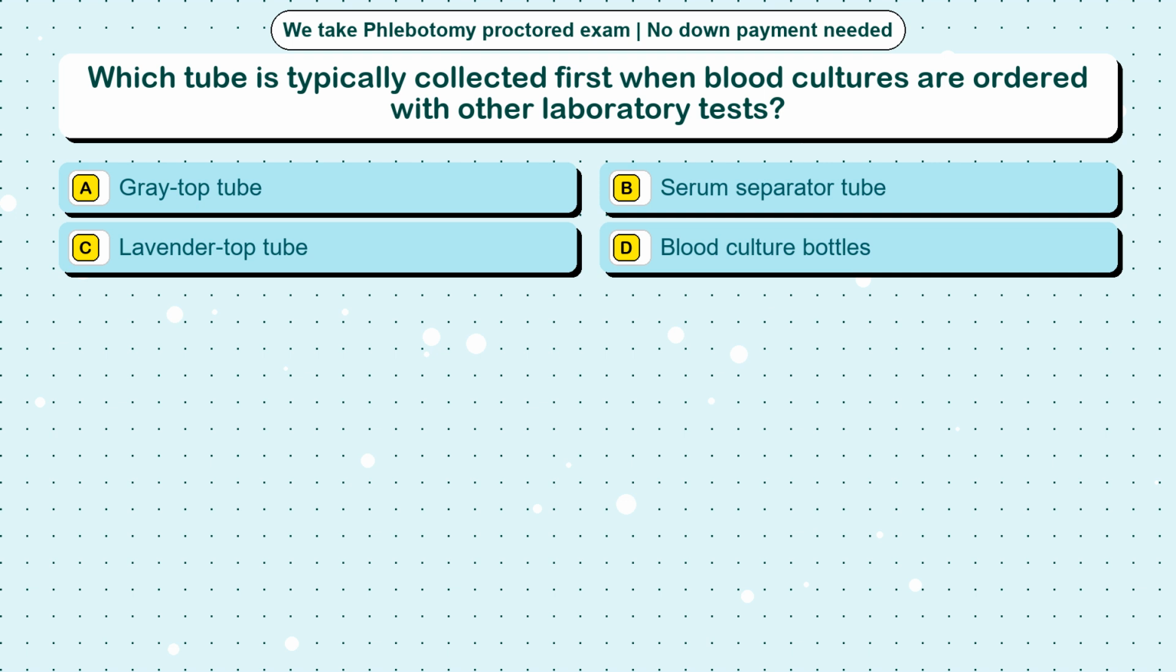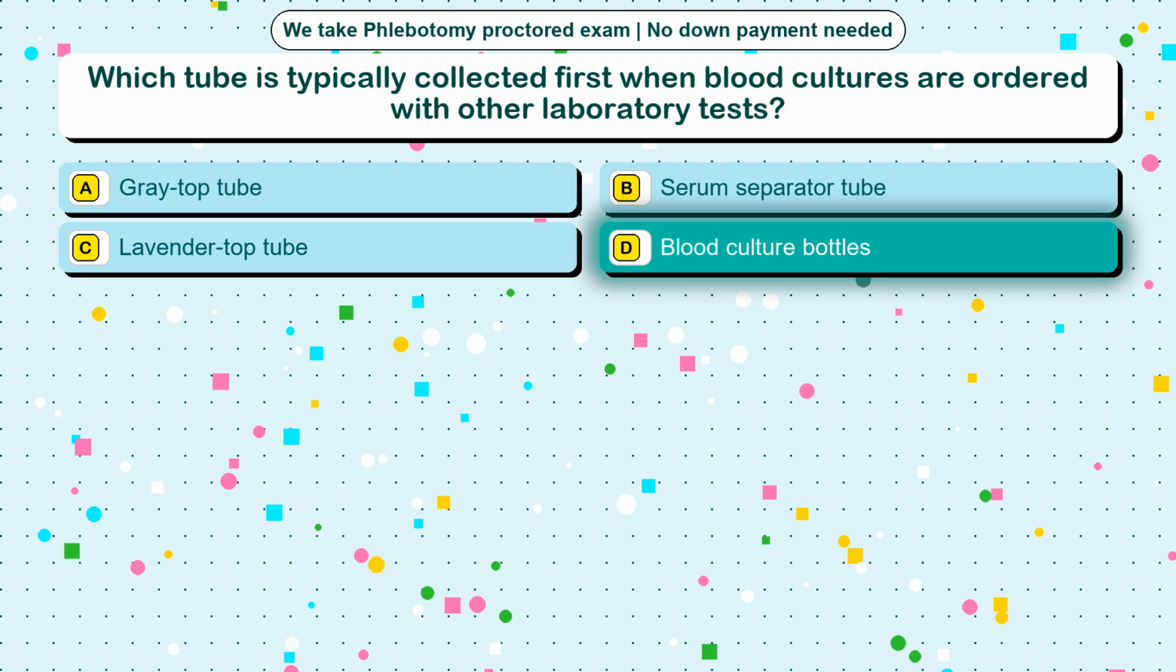Option B, serum separator tube. Option C, lavender top tube. Option D, the blood culture bottles. The correct answer is option D, blood culture bottles.